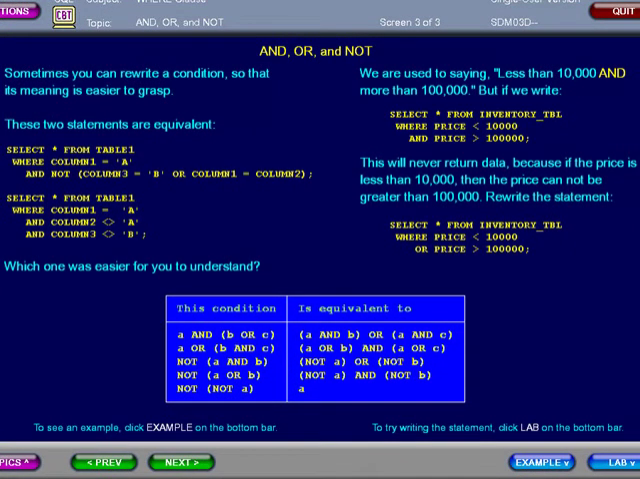Write your conditions in such a way that they are easily understood. Here, the first statement requires analysis, but the second statement is easier to understand. The statement price less than 10,000 AND price greater than 100,000 will never be true because if one condition is true, the other condition can never be true. Use OR, such as price less than 10,000 OR price greater than 100,000, and the condition will be found.